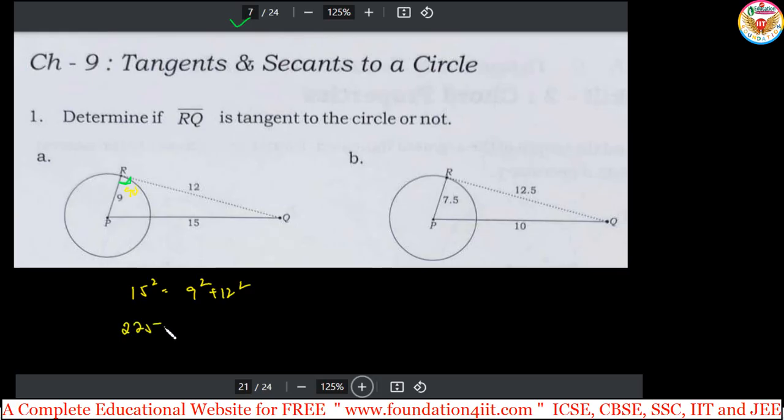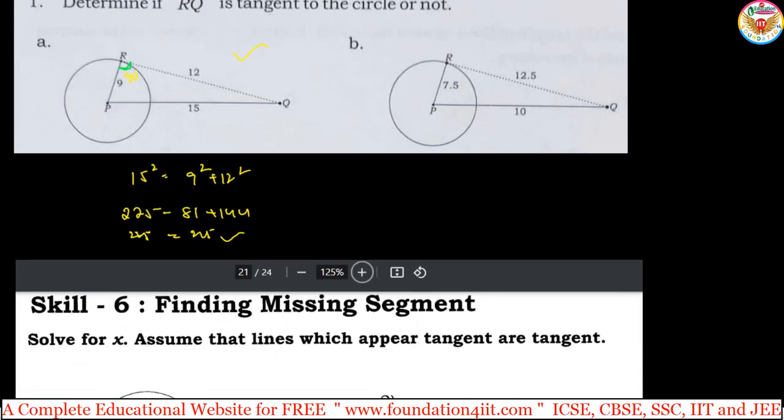So 225 is equal to 81 plus 144. 81 plus 144 is 225. Yes, it is equal, so therefore it is a tangent. If it is not a Pythagorean triplet, you can say it's not a tangent. Okay, both ways you can practice from these pages.